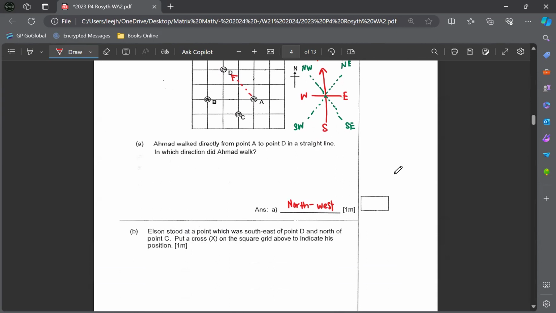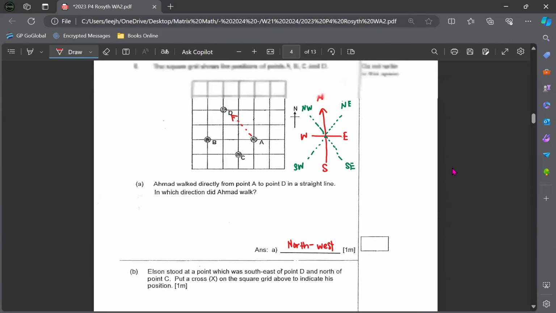Question B. Elton stood at a point which was southeast of D and north of point C. Put a cross on the square grid above to indicate his position. So what we need to do is, if you look at this, he is actually on the southeast of D. D southeast is this part here. Okay, southeast going this way. I erase this one. This one is for A, so I don't want to confuse you. So southeast of point D is this way. Okay, and also north of C.